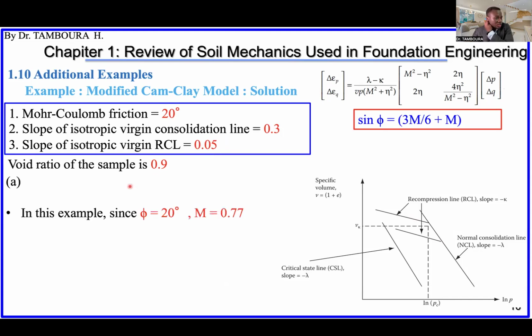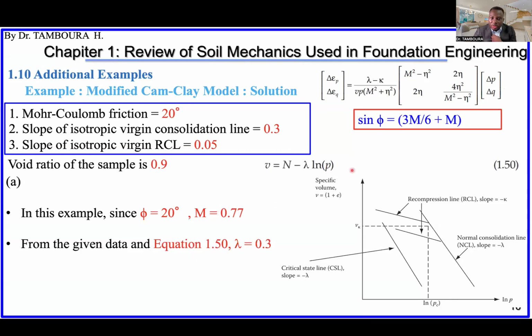Okay, so we can say, as I said before, from this phi, which is 20, we can easily obtain the value of M. Okay, don't forget that we are looking for all the parameters here in this D matrix. M is obtained already, 0.77. So we have one already, okay? Let's go for the others. From this equation, equation 15 is this equation, and it is also given here, 0.3, the alpha.